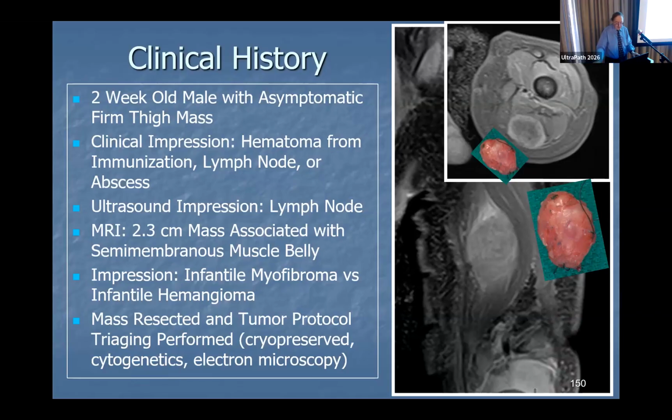So the overall impression by clinicians and also the imaging was infantile myofibroma versus infantile hemangioma, but it didn't seem like it was that vascular in general. So the mass was actually resected and it was triaged. And typically our triaging for any type of tumor, benign or malignant, is to freeze tissue, set aside tissue for cytogenetics, do touch preps in case we need to do FISH, and also electron microscopy. So we typically do triaging that's very complete, and we freeze additional tissue in case other studies need to be done.